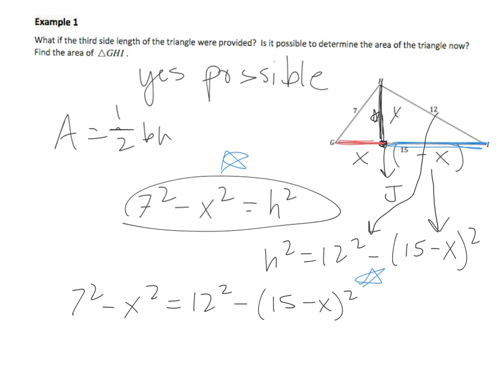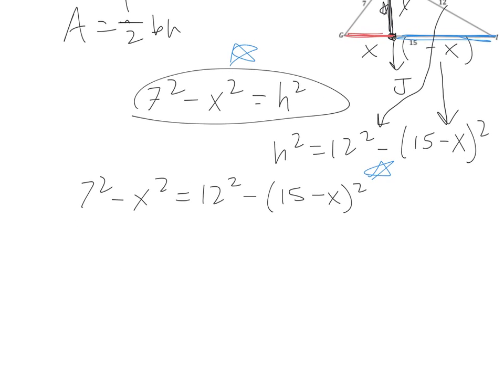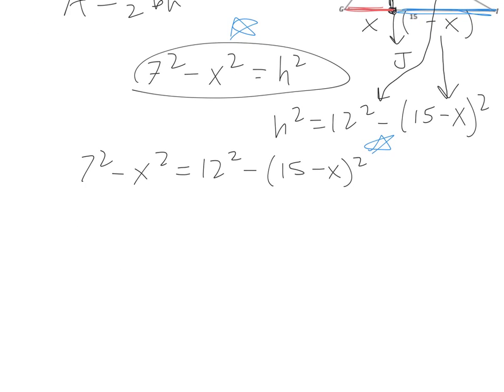So I can try, let's see if I can drag this up. I'm just going to work this up a little bit, just because I'm running out of space. So I can simplify a lot of this. 7 squared is 49 minus x squared, which equals 12 squared, 144. Okay, and then I can really distribute.